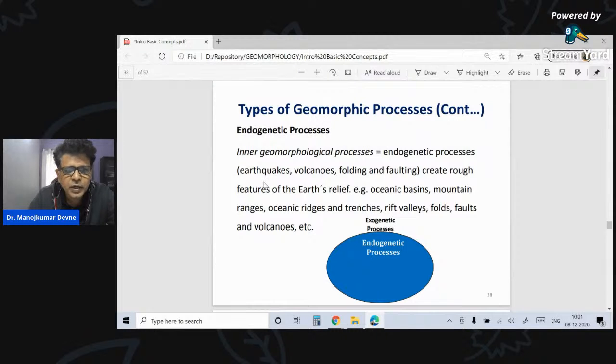Okay, let us go back to what are the types of geomorphic processes. Then you come to endogenic processes or endogenetic processes. Inner geomorphological processes, or endogenetic processes, lead to earthquakes, volcanoes, folding, and faulting. They roughen up the Earth's relief, I would say. And exogenic, basically, they smoothen up.